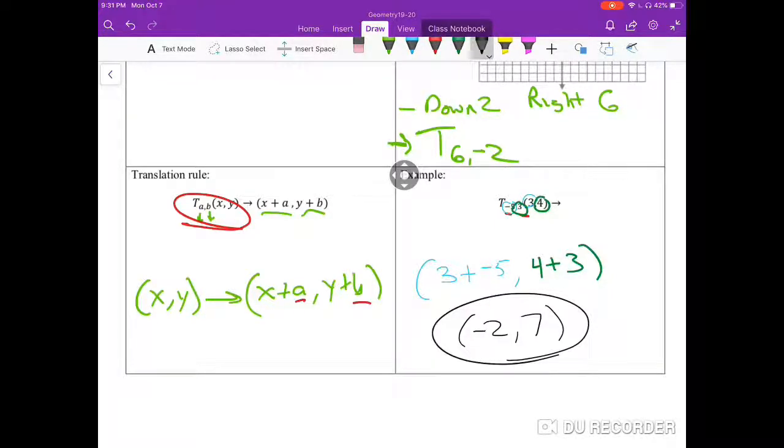And that's pretty much as complicated as it's going to get for performing a translation to a figure. We might have to do multiple points to get a different figure on a graph or something like that, but that's the same rule. So the translation will follow the rule for all of the points.